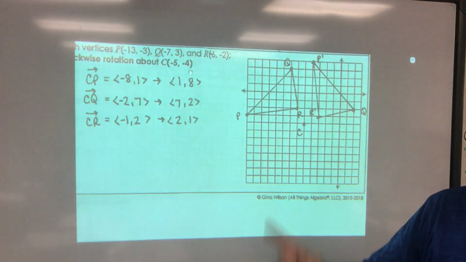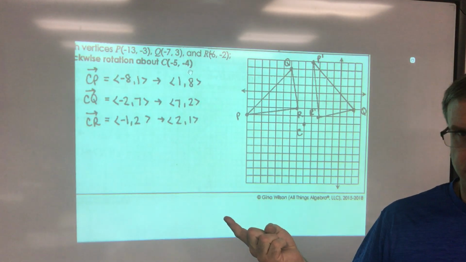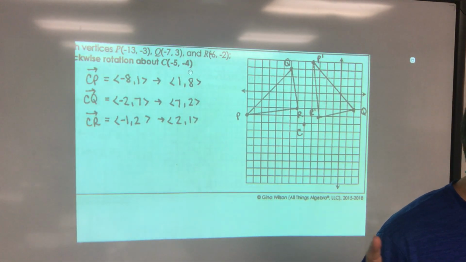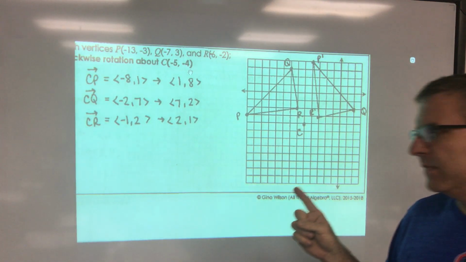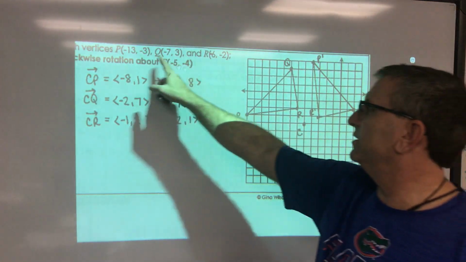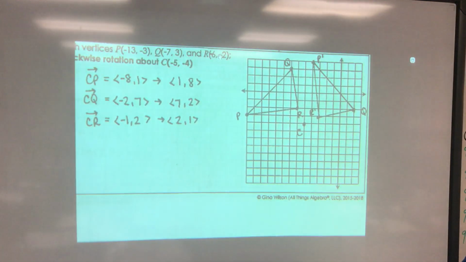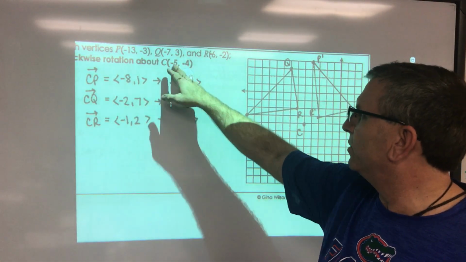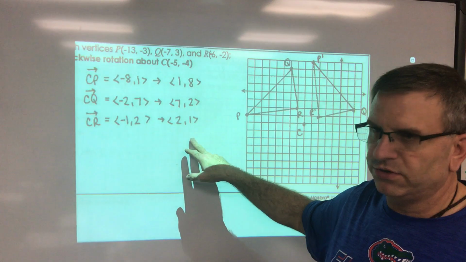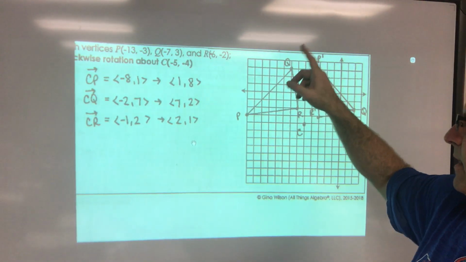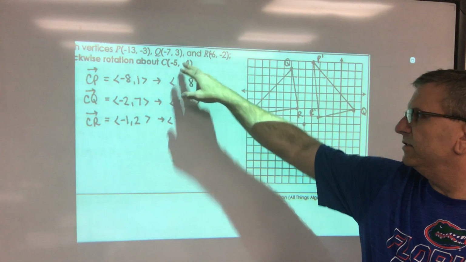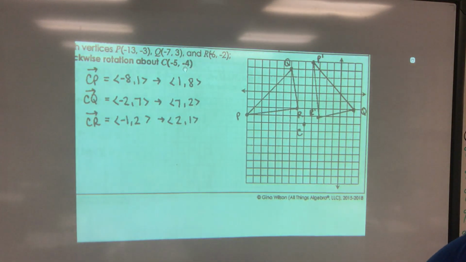Again, you have to find the vector between the point of rotation and your pre-image. Then, with those vectors, apply the rules that you see again over there on the wall. And then, once you find your new vectors, add them to your point of rotation.